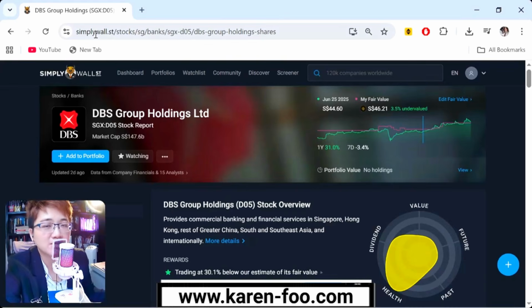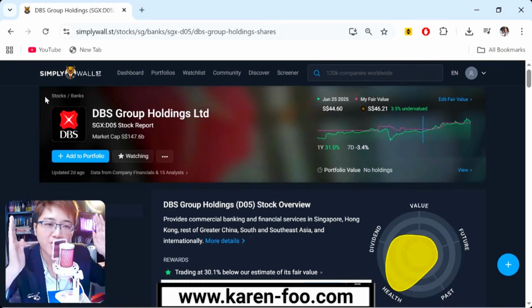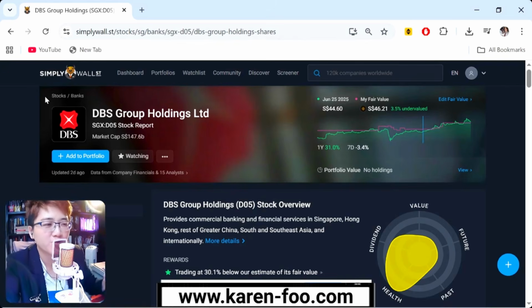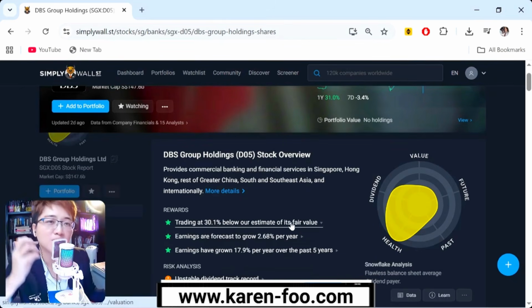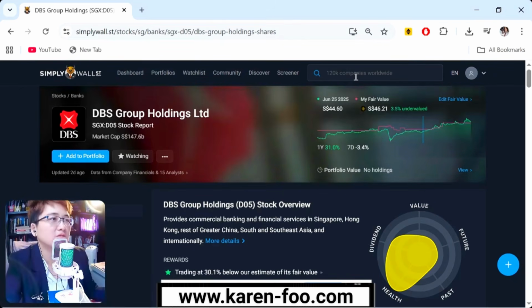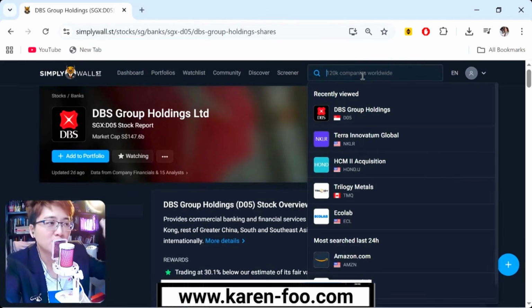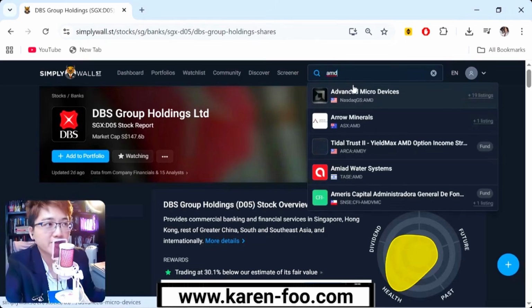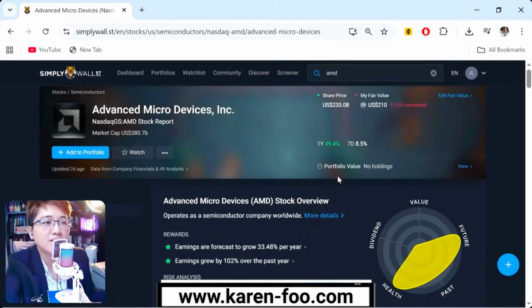And this website is called Simply Wall Street. As the name suggests, it's Wall Street but made simple for beginners who don't have a finance background. Also very useful for intermediate and expert investors and traders. Because the moment you come here, let's say you pick a stock that you like. Okay, this one is a Singapore stock. Let's say you pick a stock that you like. Just now we saw AMD, right? Okay, so let's look at AMD.